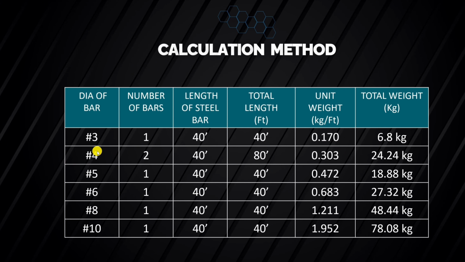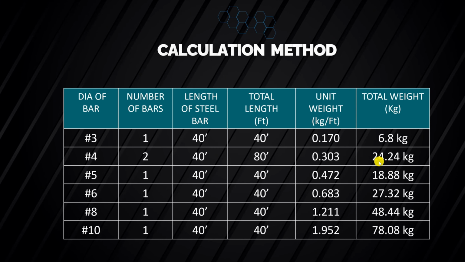Now let's consider number 4 bar with number of bars as 2 and the length of the steel bar is 40 feet. So the total length would be 2 into 40, which is equal to 80 feet. Now the unit weight of steel bar for number 4 is 0.303 kg per feet. So simply multiply 80 with 0.303, and we will get the desired result as 24.24 kg.